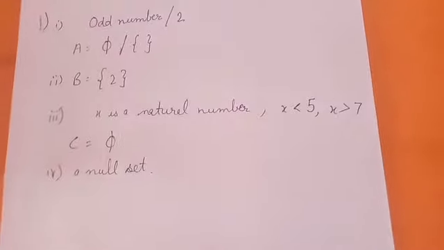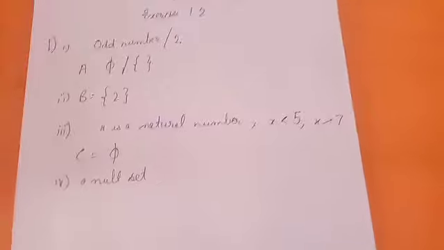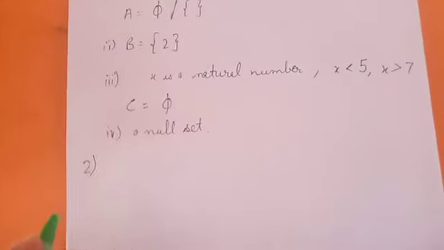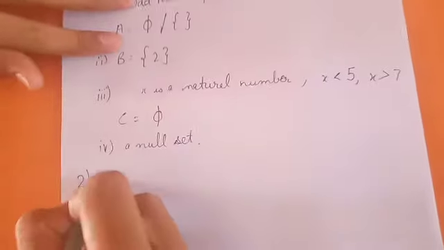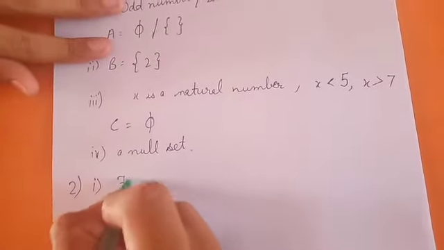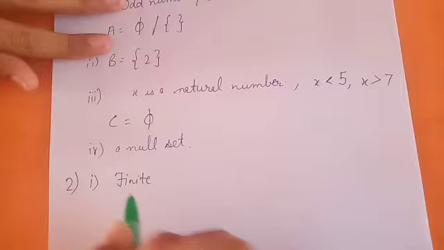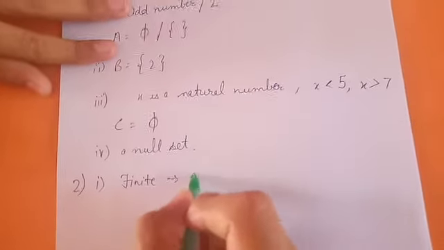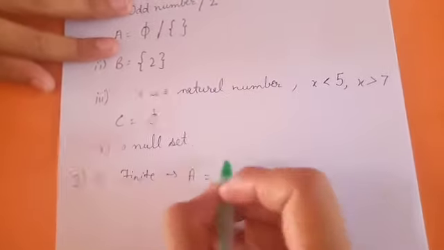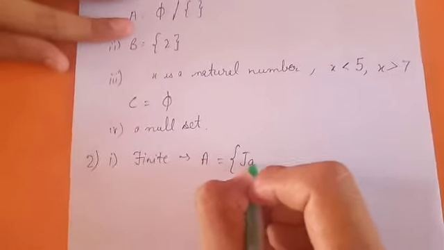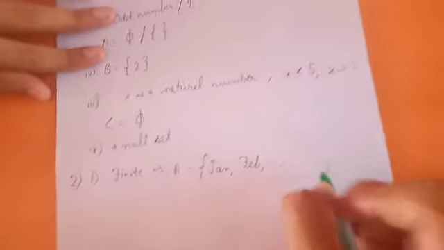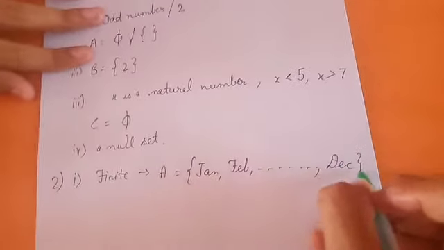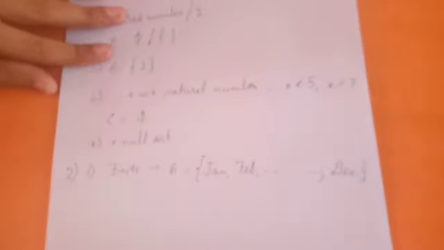Similarly, in second question, you have to find whether the sets are finite or infinite. Okay. Second is set of months in a year. Months are finite, so first is finite. Why? Because our set A will be what? January, Feb, that is approaching till December, so it is finite.